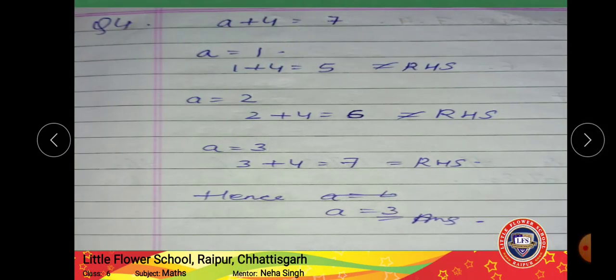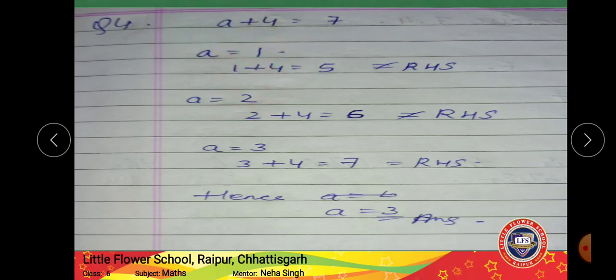a plus 4 equals 7 is the question. We will put the value of a as 1 first. We can put 0 also, any 4-5 values you can take, right? Depending on the values which you are getting, you can reduce or increase the number of values you are taking, right? Suppose here I have taken a as 1, so putting the value of a as 1, what we are getting is 1 plus 4, that is 5, which is not equal to the RHS, and it is also less than the RHS, so definitely the value of a will be greater than 1.